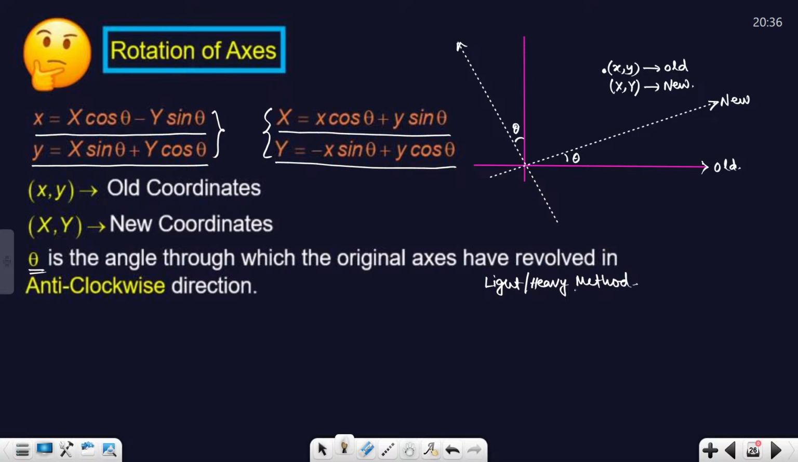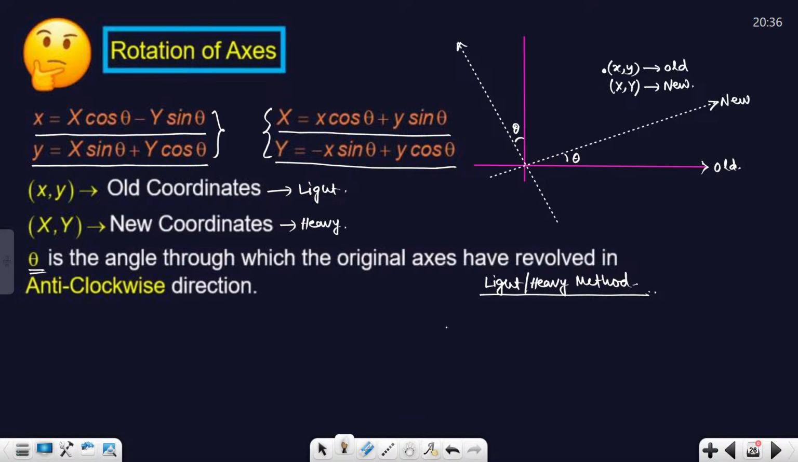Remember, in this way, you will never forget the formula. What is that? Light means your small x and small y. I treat this thing as my light, very light thing. Small x, small y. And capital X and capital Y, treat this thing as a heavy one, since it's caps, so it is heavy.